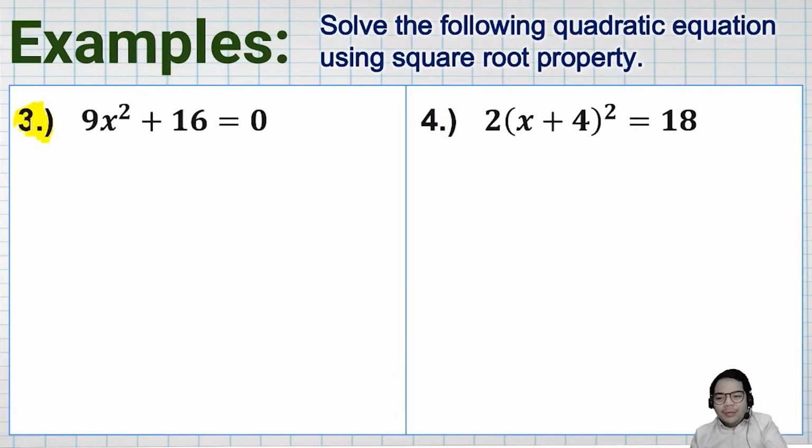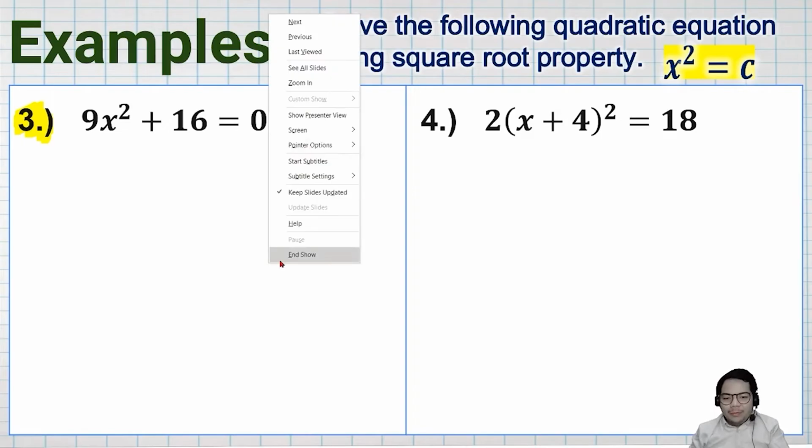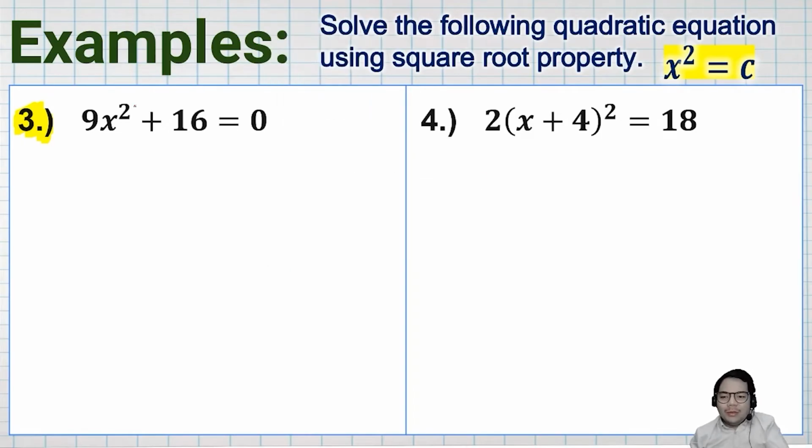So, number 3 naman tayo. Once again, our goal is to make it in the form of x squared is equal to c. And by looking at number 3, mukhang hindi ata ganun yung itsura niya. So, anong gagawin natin? So, kailangan nandito siya sa form ng x squared is equal to c. So, ganito dapat yung itsura niya. So, meron tayong problema dito.